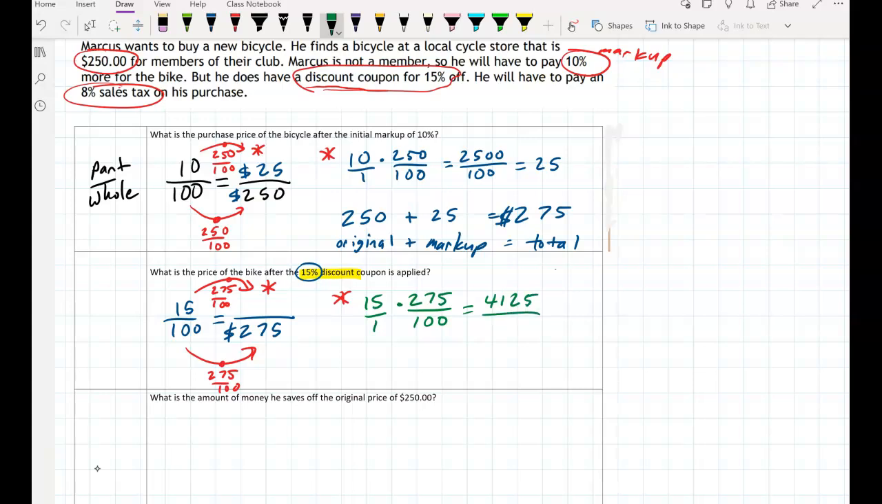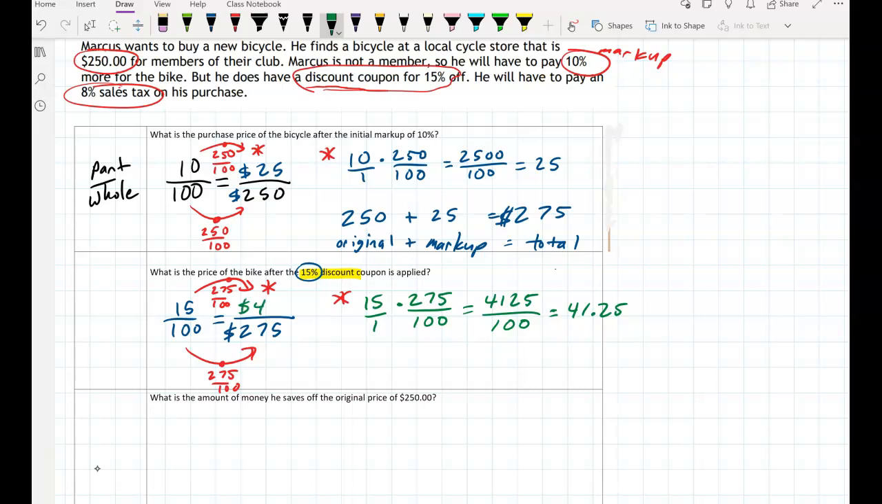I will double check just to make sure, because never trust your calculator the first time. Your fingers might hit the wrong buttons. Yep, I got the same answer twice. 1 times 100 is 100. And so now 4,125 divided by 100, easy peasy, that's $41.25. So that is the amount of the discount.